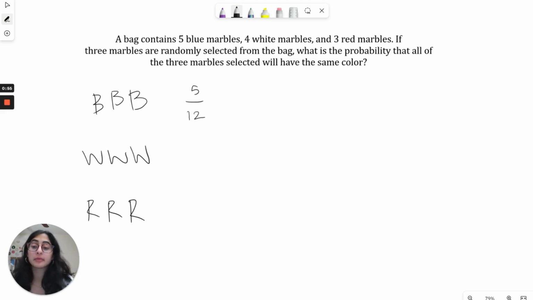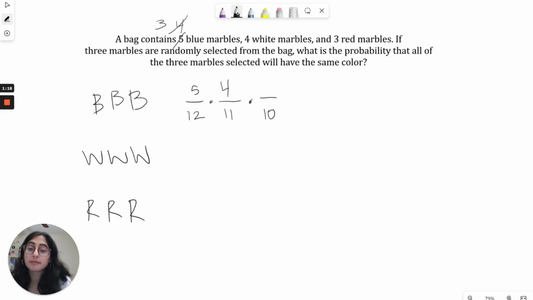Well, the second time we pick a blue marble, there's not 12 marbles in the bag anymore. There's only 11 because we already picked one. So we also already picked 1 blue marble, so now there's 4 blue marbles left out of 11. And then we pick 1 more, and now there are 3 blue marbles left, and there are only 3 plus 4 plus 3 equals 10 marbles total in the bag.